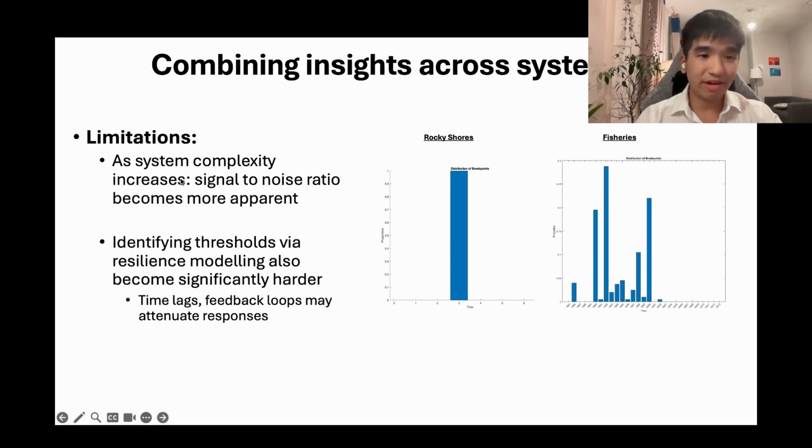Secondly, identifying thresholds via resilience modeling also becomes significantly harder, because as you increase the complexity of a system, you get things like time lags or feedback loops. You get multiple feedback loops, and these things tend to attenuate responses. So identifying thresholds will probably be a lot harder. So that's what I have today.